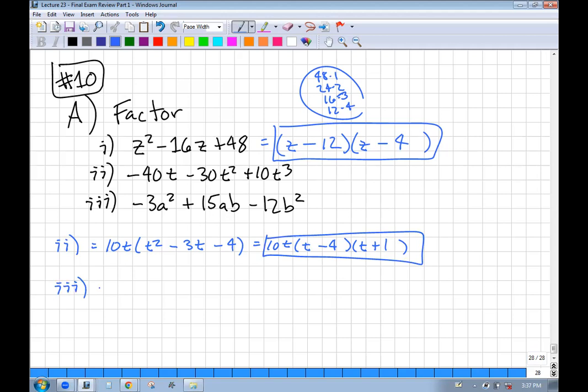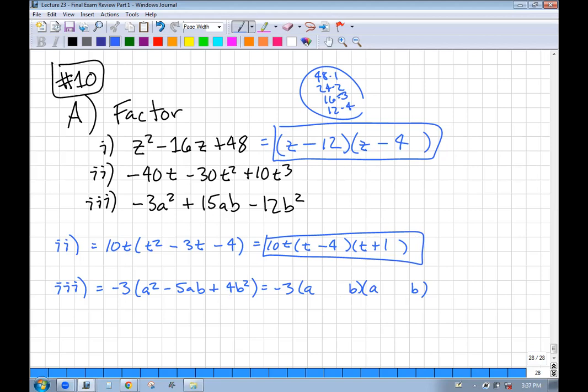This one, let's pull out a GCF. I know I can get a -3 out of everything. That would give me a squared minus 5ab plus 4b squared. Since there's no coefficient here, we should be able to eyeball this guy. I know I need an a and an a. This has the b squared and there's b's there. I know I need a b and a b, right?